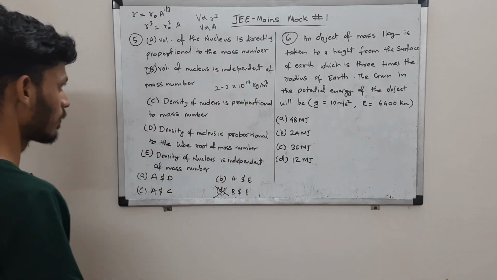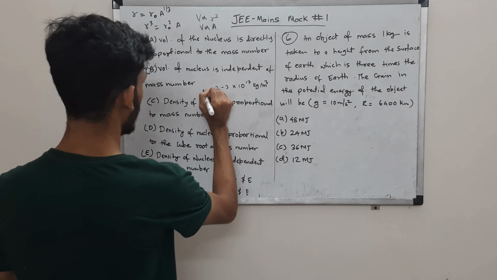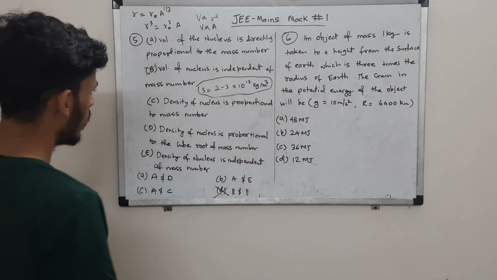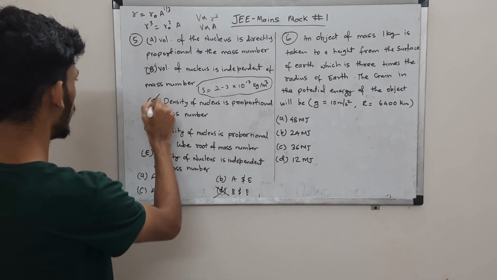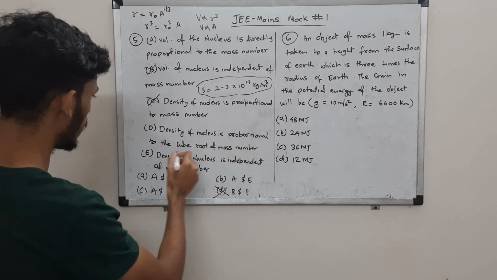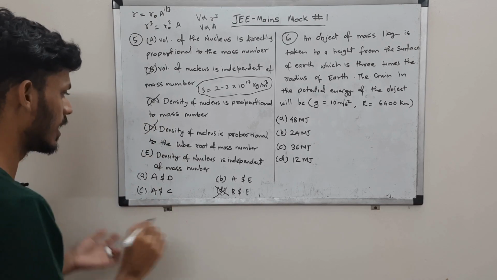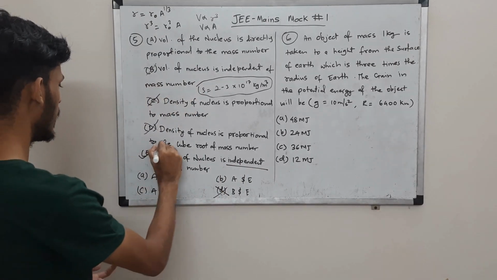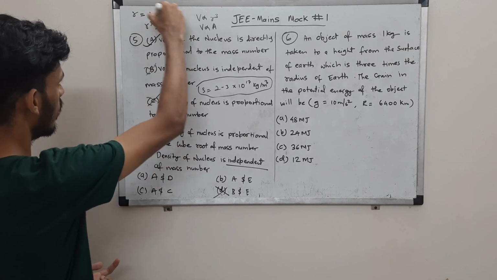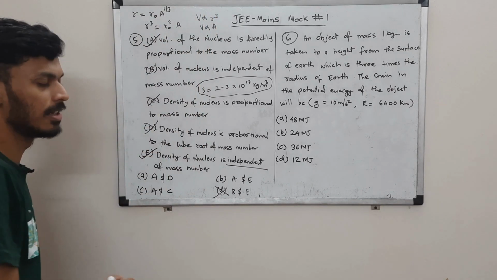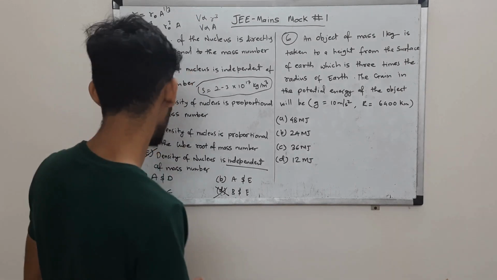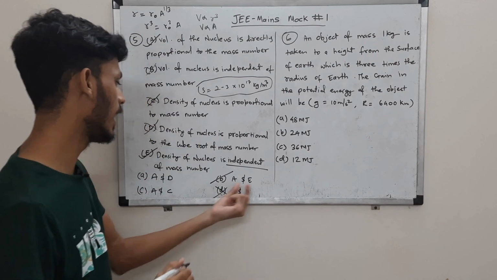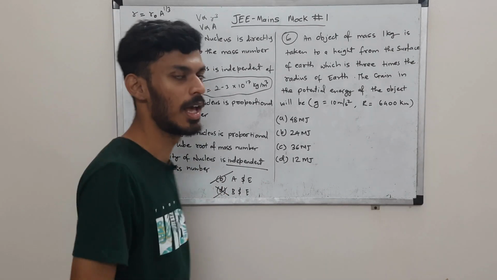So the density of the nuclei, any nuclei, is constant and it does not depend on the mass number. Here we are told it is proportional to mass number, no. Proportional to the cube root, no. The density of the nuclei is independent of the mass number. This is statement E. So statement A is correct through this, and statement E is a fact. So density of a nucleus is independent of mass number. Option B, A and E. Those two are correct.